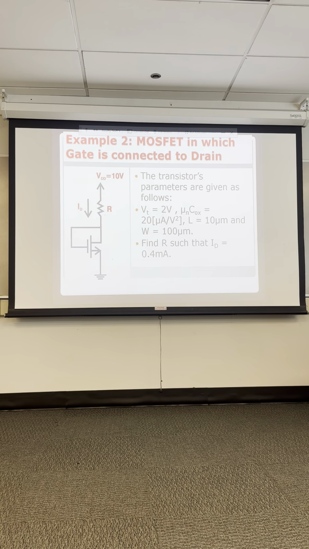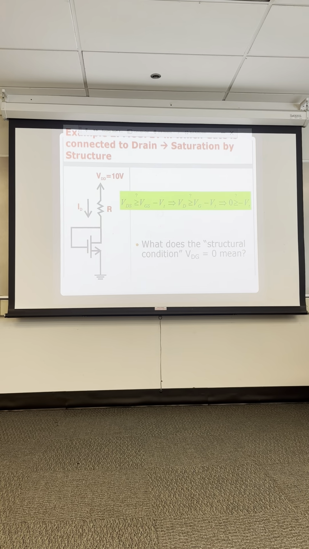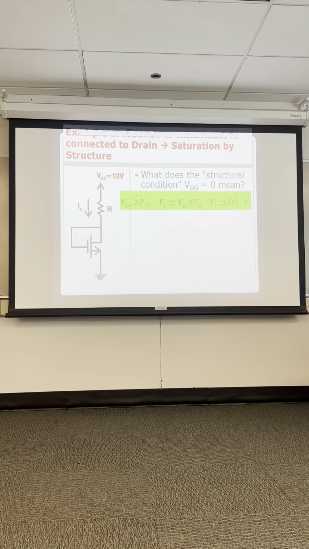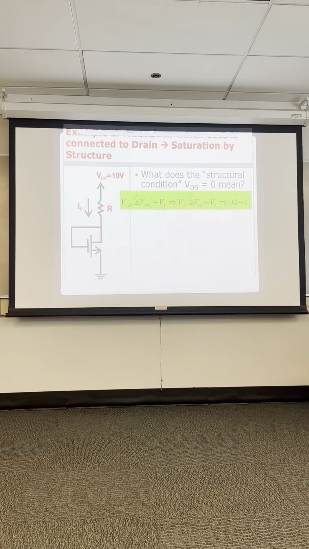And we're trying to simplify the problem. We find that the gate to source is the same as the drain to source. We get that from the schematic. So our equation: the drain is connected to the gate, so that voltage is 0. The equation is the drain to source greater than or equal to the gate to source minus the threshold.